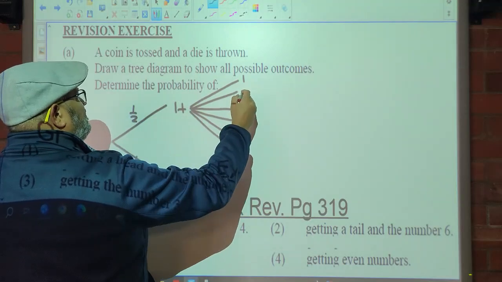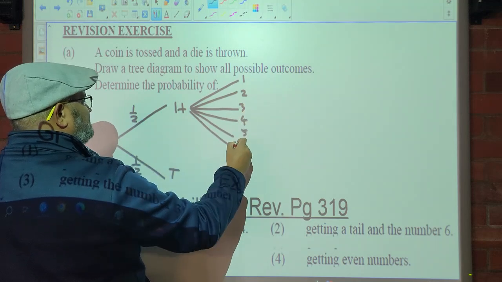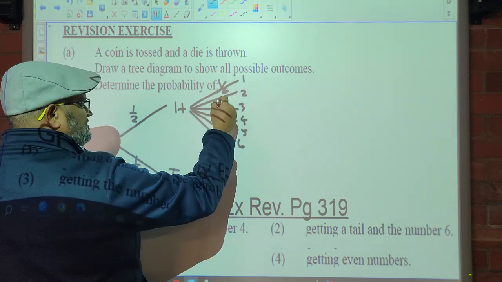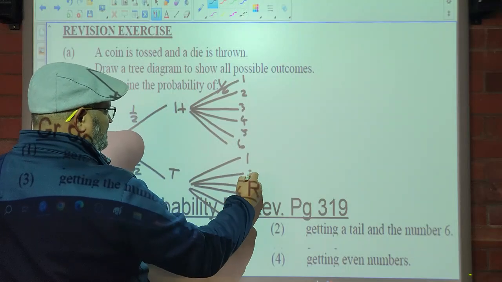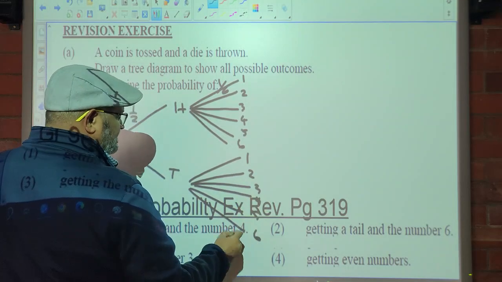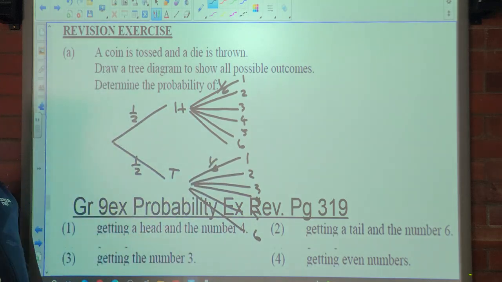So if it's heads on your first toss, what are the outcomes on the die? Could be 1, 2, 3, 4, 5, 6, which is 1 out of 6 on each branch. And then of course 1, 2, 3, 4, 5, 6, again 1 out of 6 on each branch. You all agree with that?